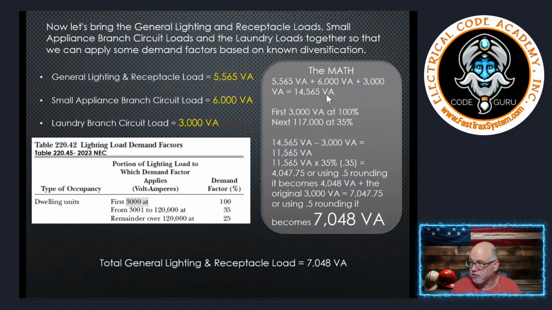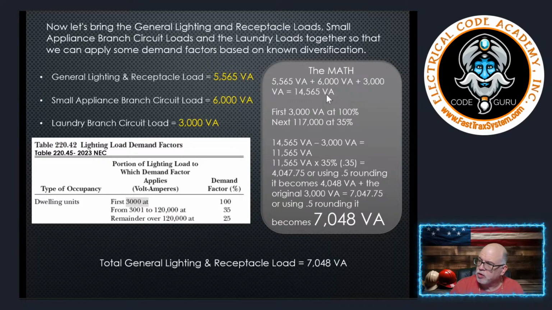But again, I never trust the math. So 5,565 plus 6,000 plus 3,000. And that is 14,565. So that part was correct. So I'm going to transfer that down to box number 4 in my little formula here, or my little calculation thing. So I'm going to do 14,565. Okay. So now I'm going to get to apply some demands here.